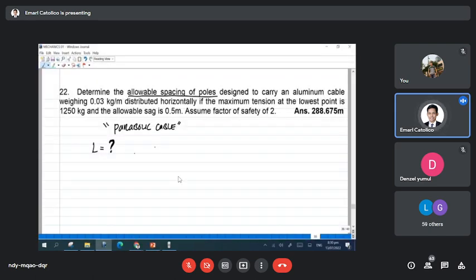To determine the allowable spacing of poles designed to carry an aluminum cable weighing 0.03 kg per meter. So that is our omega, 0.03 kilogram per meter.